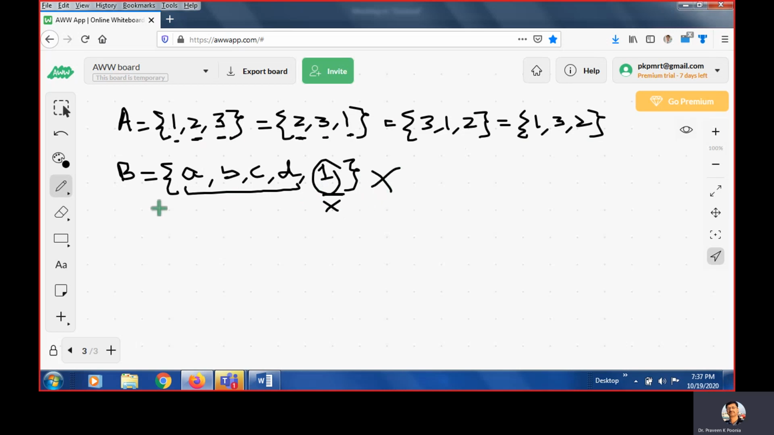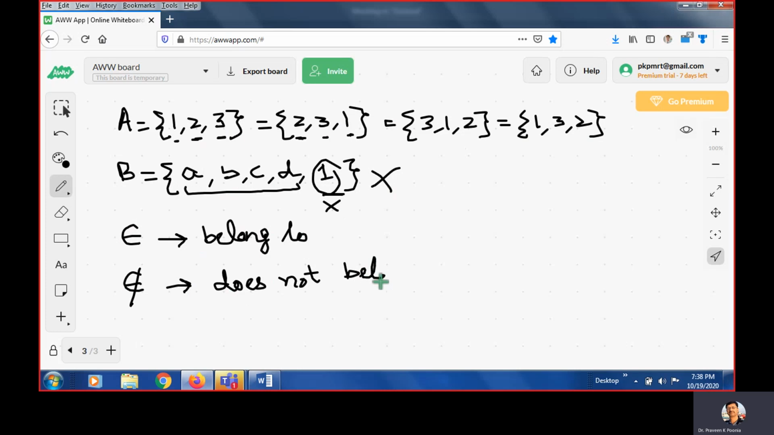So this is not a set. Please remember. Clear? Now I want to tell you there are 2 types of notation. One is this notation and another is this notation. Clear? What is the meaning of this notation? This notation means belong to. This notation is belong to. And what is this notation? This notation is does not belong to. The meaning is belong to.